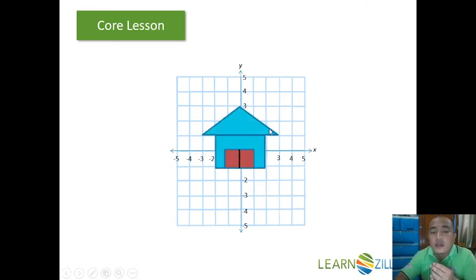And we also have here a house in the Cartesian plane. We have here the points. What are the coordinates of these points given? The shape is like a house. This is 0, 3. This is negative 3, 1. This is 3, 1. This is 2, negative 2. Negative 2, negative 2.